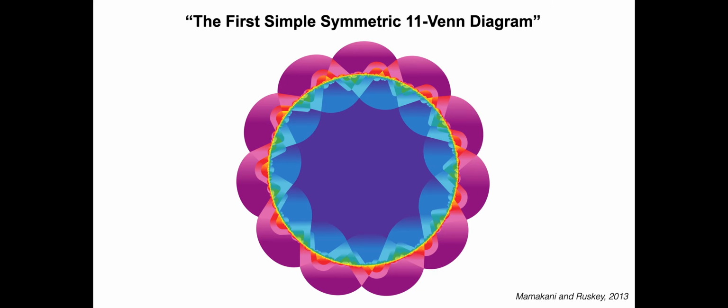You know I'm no fan of Venn diagrams, probably by this point, and I always love this paper. It turns out to be a great mathematical puzzle of how to make a symmetric Venn diagram that includes 11 Venns. I love the title: the first simple symmetric 11 Venn diagram.